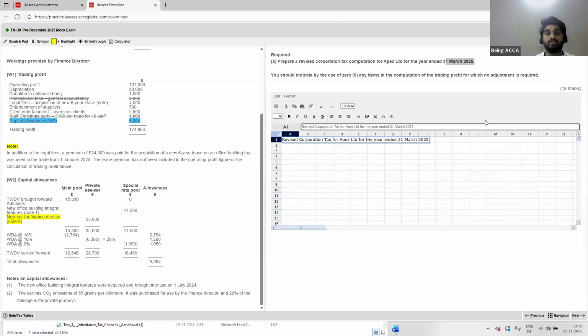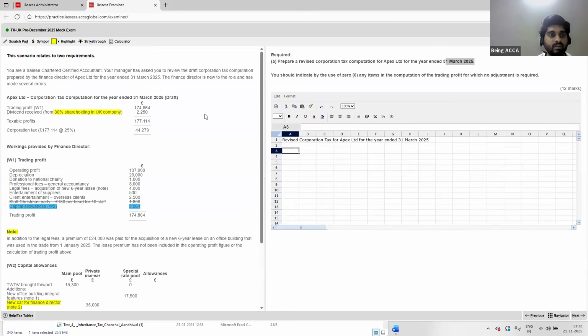All right, this is how we'll start off our question. When we start off our question, it should be in a similar format. First, it would be trading profit, which will be shown as a part of working one. So trading profit has been shown as working one. Here we'll show it parallelly in working one. We will show the computation of trading profit.